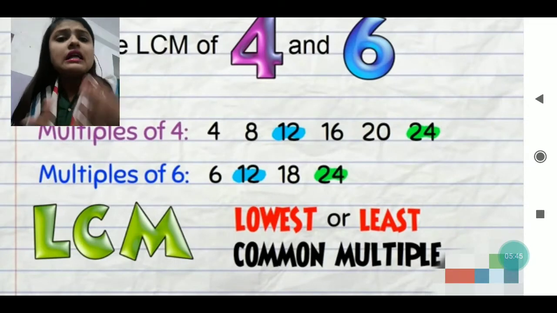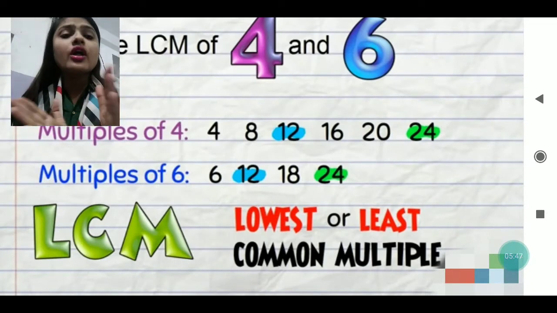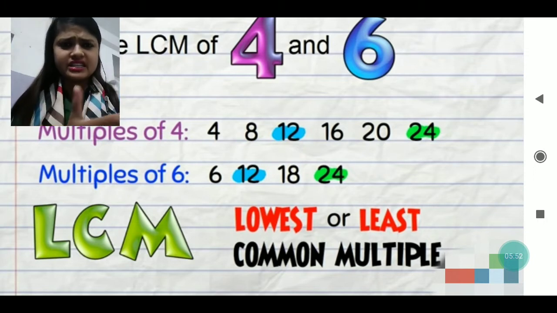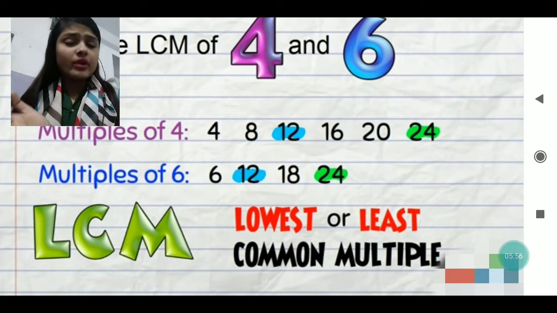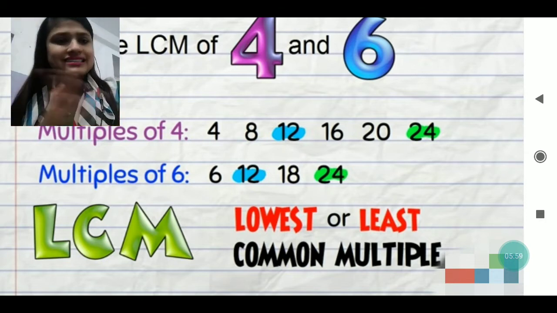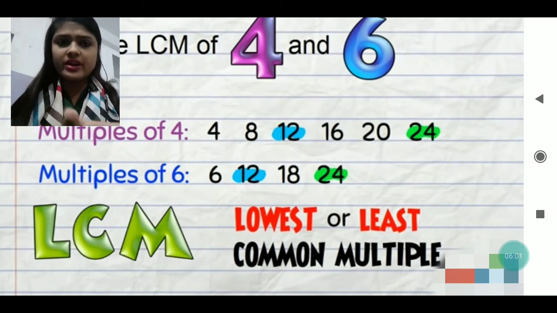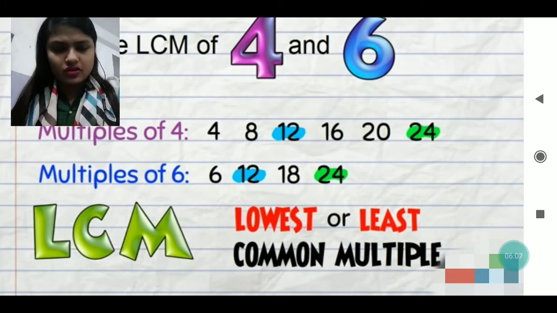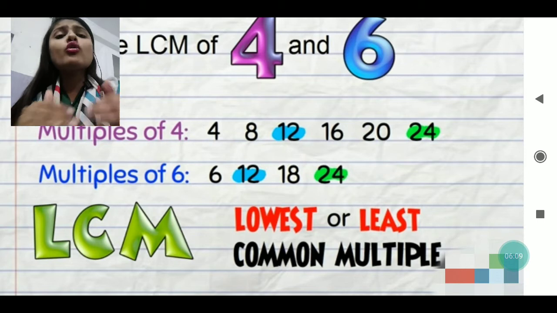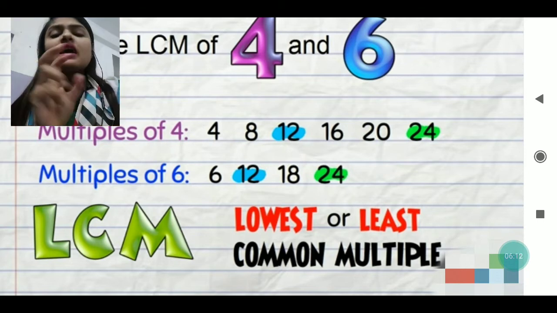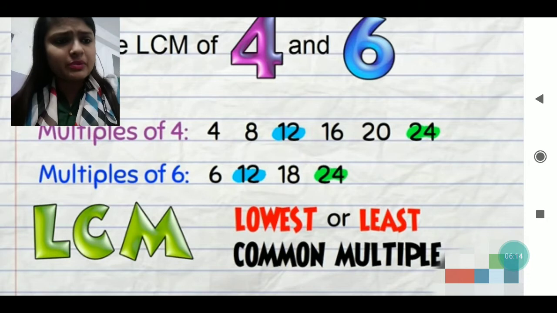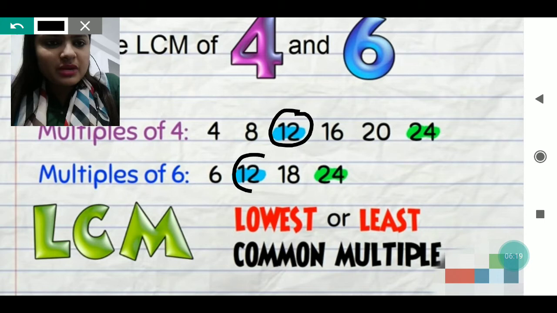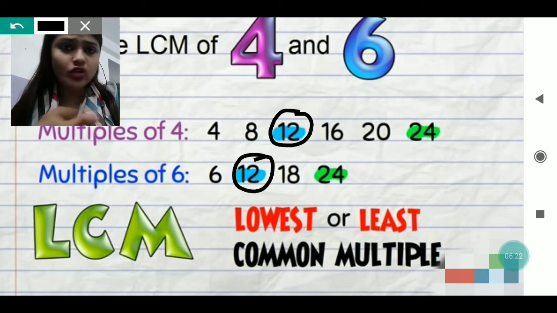Likewise, you can see here the multiples of 4: 4, 8, 12, 16, 20, 24, I have written. There are more, 28, 32 are also there. And the multiples of 6: 6, 12, 18, 24, 30, 36 like this. So if we have to find the least, least means the lowest, so the lowest common multiple will be the first common multiple. Suppose, my dear, you see 12 is the first multiple you get, 12 is the first multiple which is common between them.